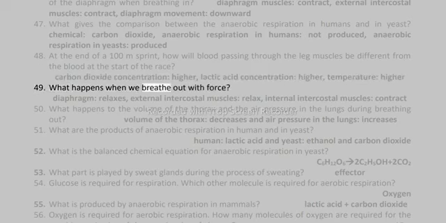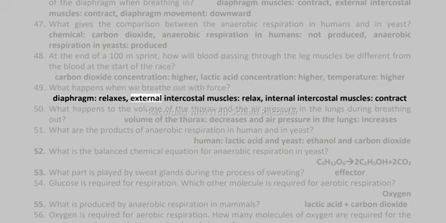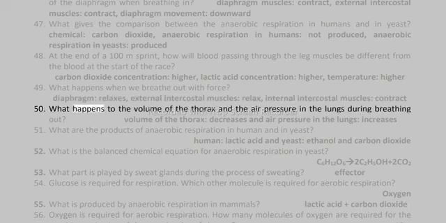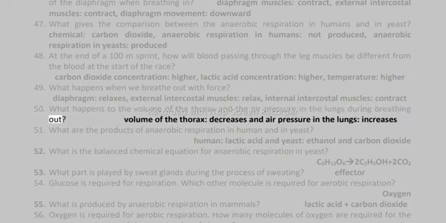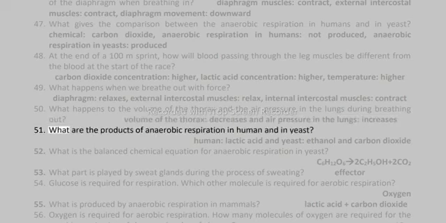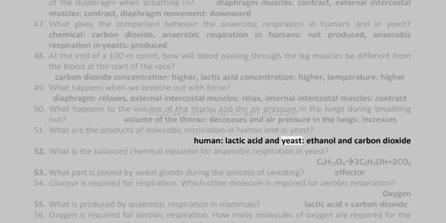49. What happens when we breathe out with force? Diaphragm relaxes, external intercostal muscles relax, internal intercostal muscles contract. 50. What happens to the volume of the thorax and the air pressure in the lungs during breathing out? Volume of the thorax decreases and air pressure in the lungs increases. 51. What are the products of anaerobic respiration in human and in yeast? Human: lactic acid, and yeast: ethanol and carbon dioxide.